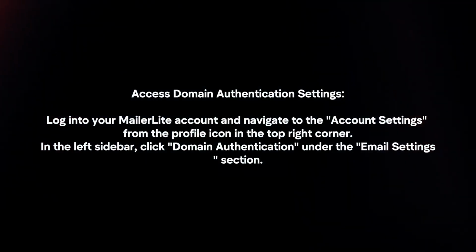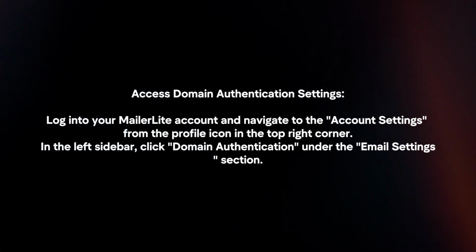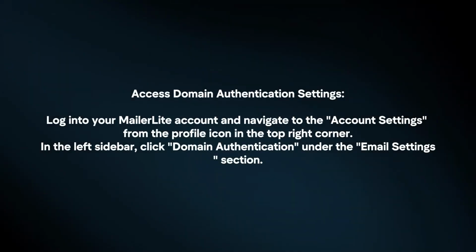Log into your MailerLite account and navigate to the account settings from the profile icon in the top right corner. In the left sidebar, click Domain Authentication under the Email Settings section.